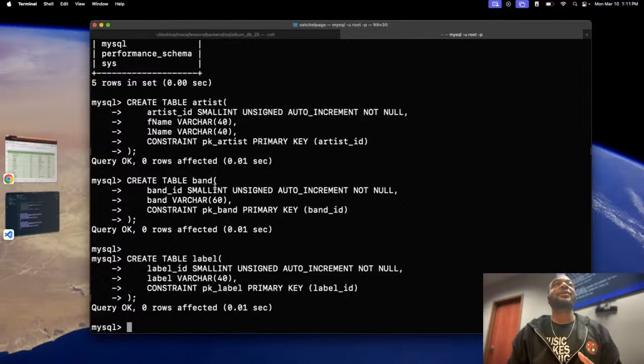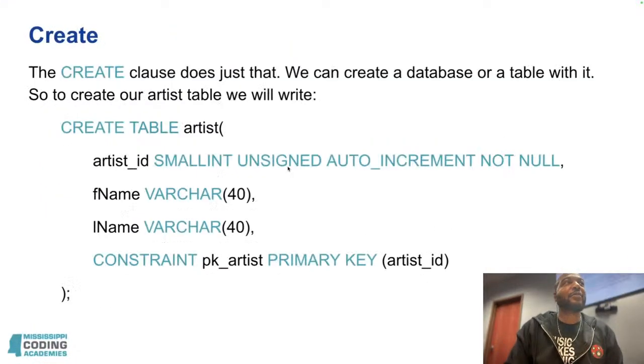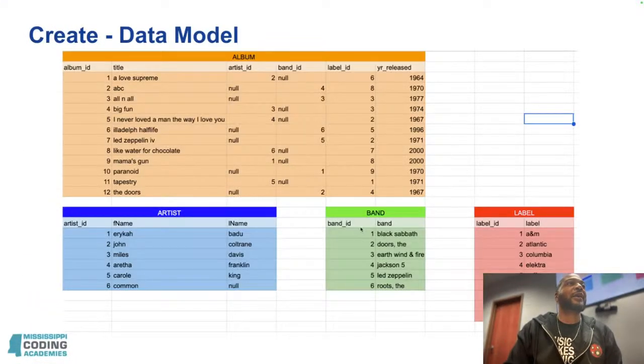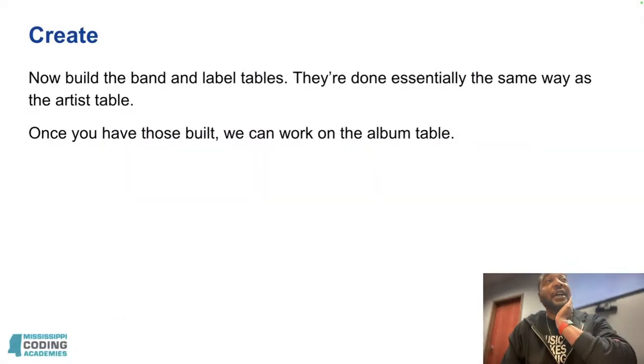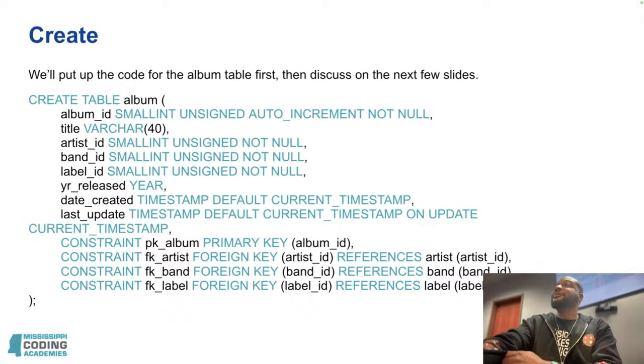We have our artist table, our band table, and our label table built out. And that is, let me go back here, that is these three tables here. They are built. Now that we've built those, we can now build out the album table. So let's start working on that.